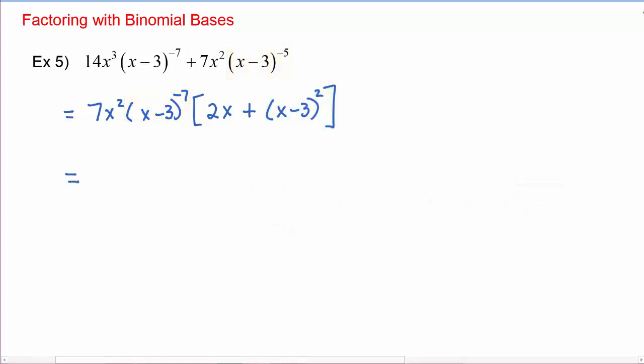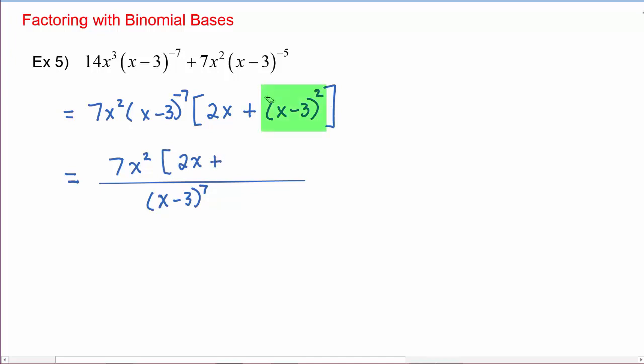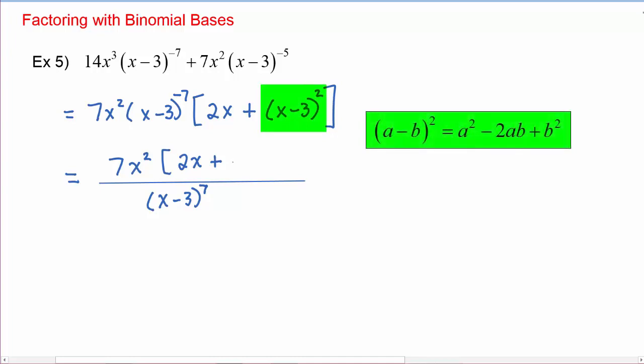So now let's simplify. We know 7 will stay in the numerator. x squared will stay in the numerator. The x minus 3 to the negative 7th will head to the denominator and become x minus 3 to the positive 7th. Inside the brackets here, we have 2x plus. Now we need to use a special product, and we know this will be x squared minus 6x plus 9.